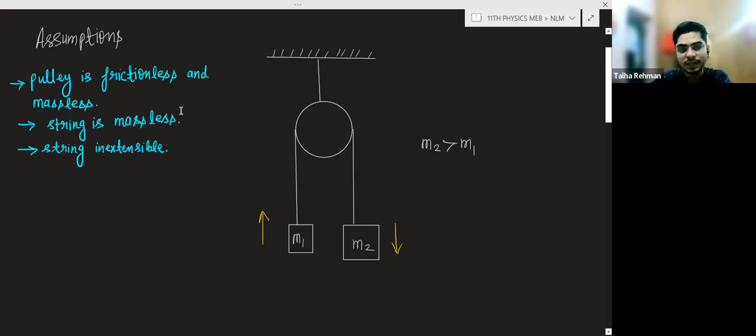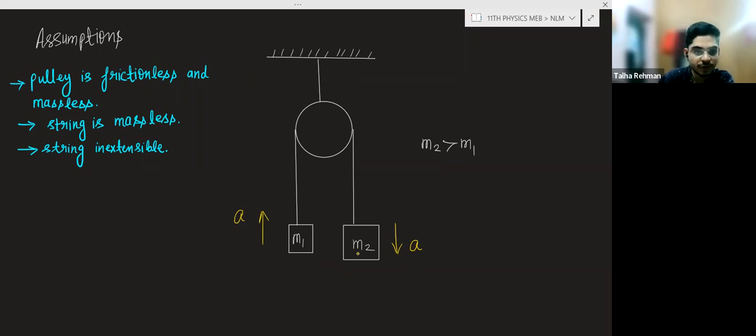When the pulley is frictionless and massless, and the string is massless and inextensible, the acceleration of both masses will be the same. Remember this point: if the string is inextensible, the accelerations of m1 and m2 will be the same. Now we can draw the free body diagram for masses m1 and m2.